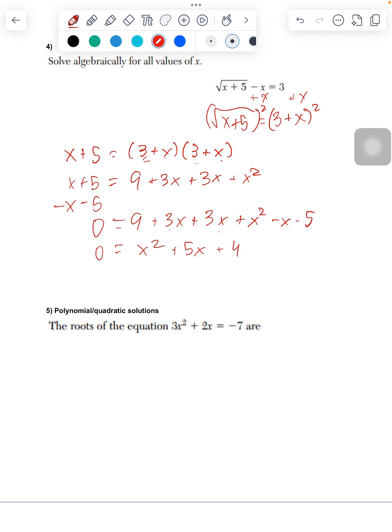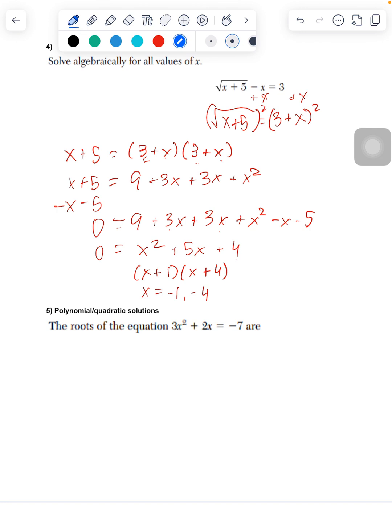So let's think of the factors of 4 that add up to 5. This is easy, 4 times 1. 4 plus 1 is 5. So I have x plus 1 and x plus 4. So those are my factors. So my zeros are x equals -1 and x equals -4. Remember, I have to plug this back in to see if it works. If it doesn't work, my solutions are extraneous. So I'm going to plug in -1 and then -4 wherever I see x, to see if my solutions work.